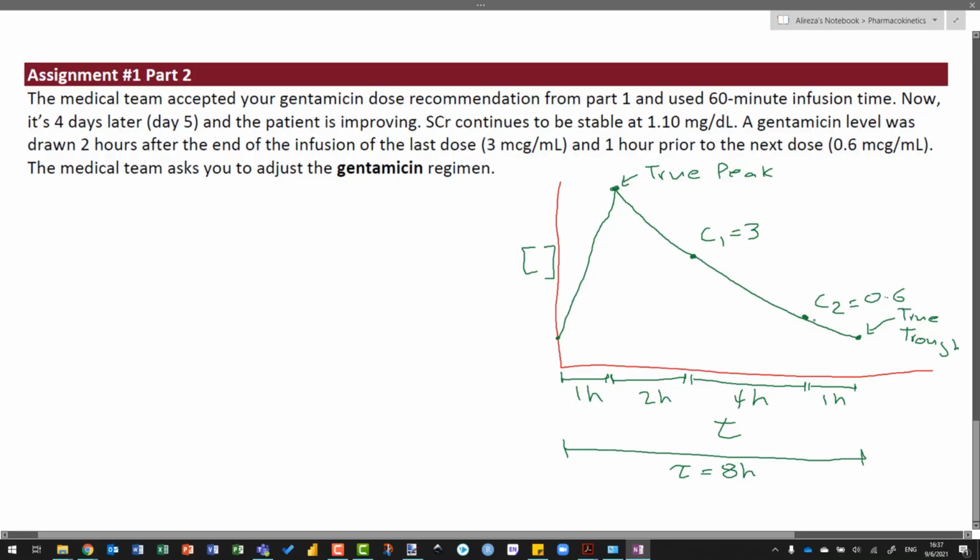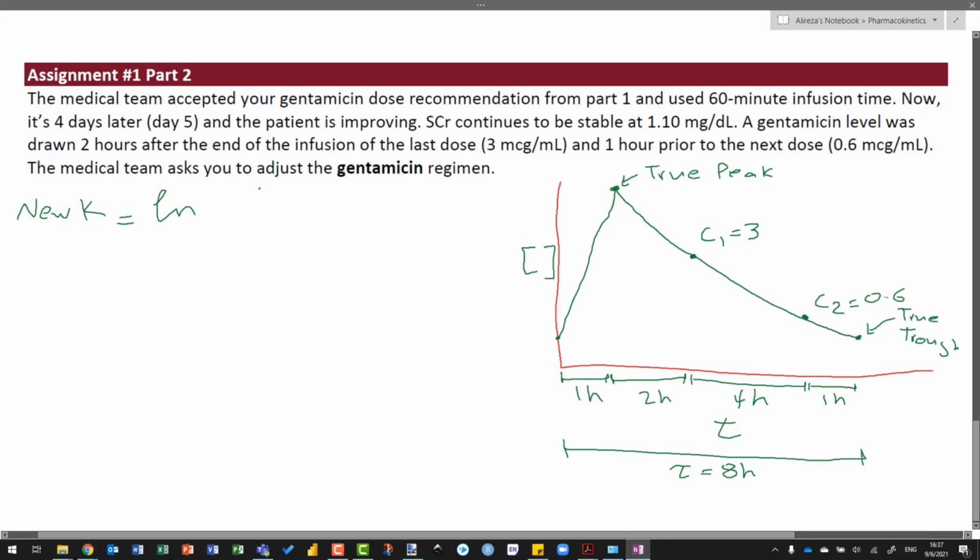So this is important because now we have 2 levels from the patient. The dose that we recommended previously, gentamicin 50 milligram IV every 8 hours, was from population kinetics. Now we're going to individualize because we have 2 levels from this patient, so we can actually calculate a new K, which is more precise for this patient.